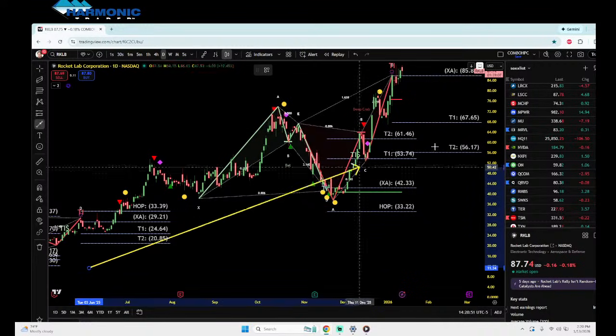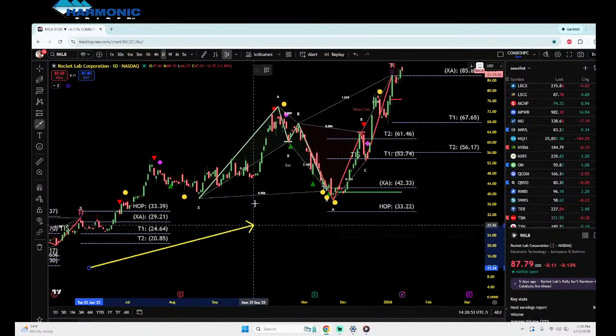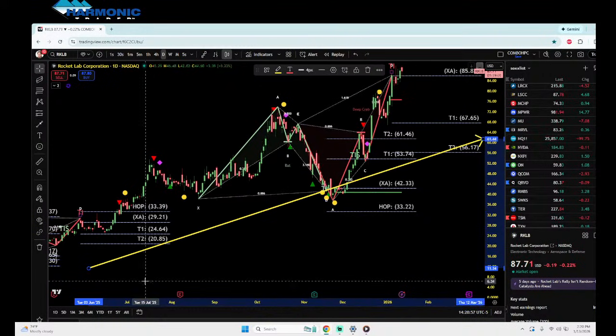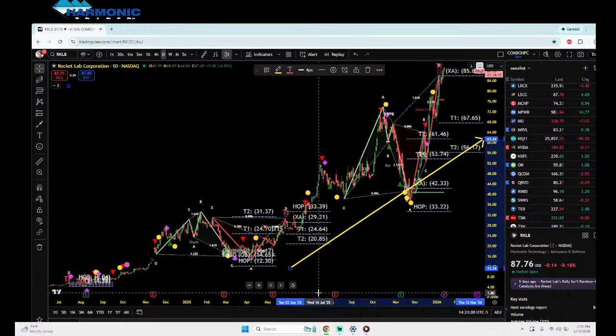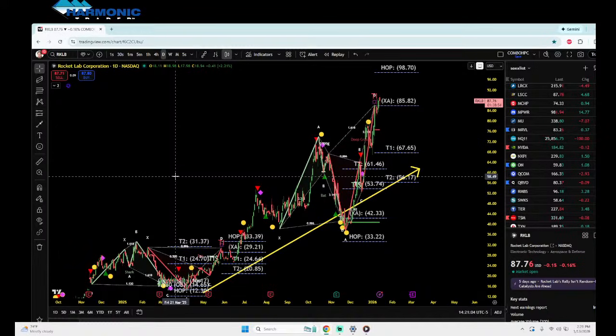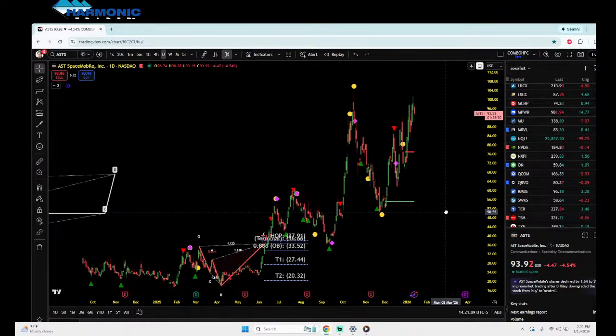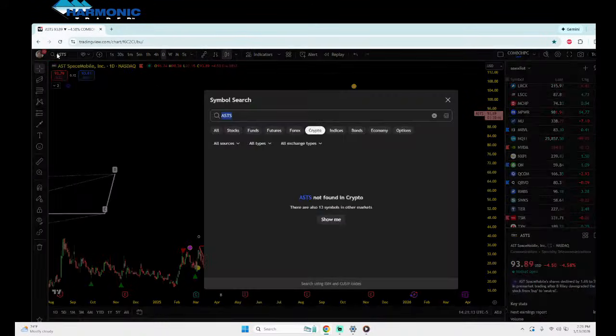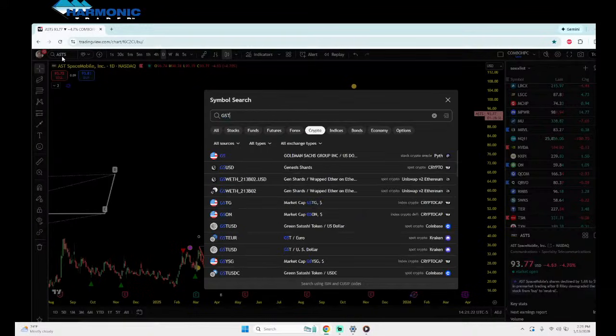Clearly uptrending. Pops up, retraces, bat pattern on the uptrend, continue. It's happened a few times. Rocket Lab, ASTS. Yeah, down there, now 93. Something, I think HIMS, even though that's not in the same sector, it's a similar chart. The other one was Global Star, I think.